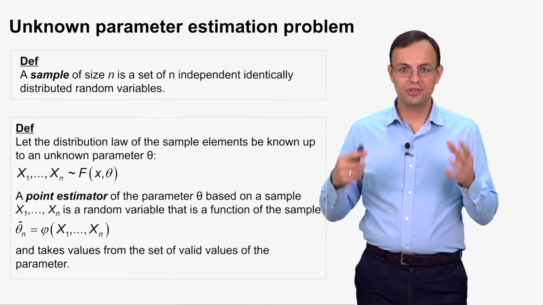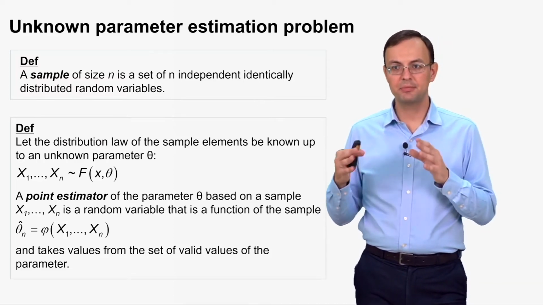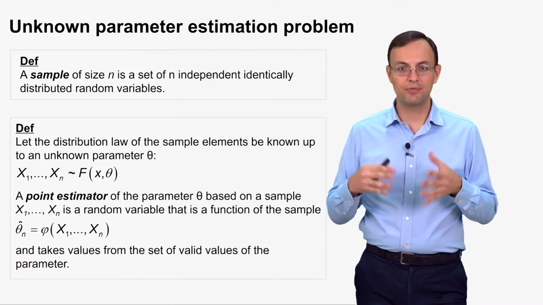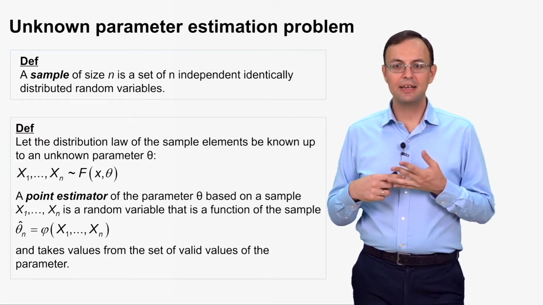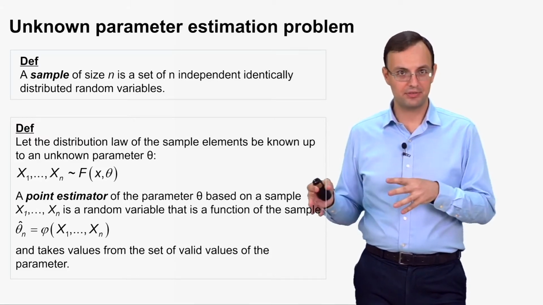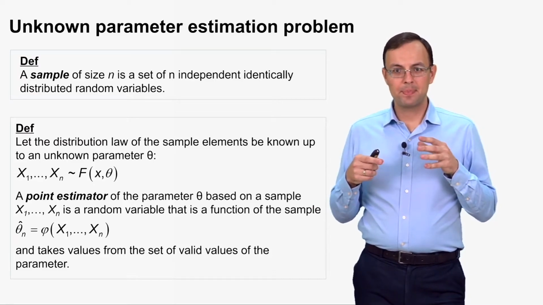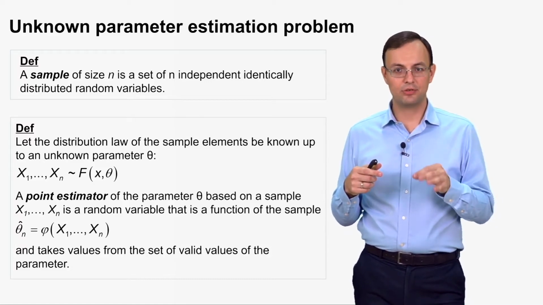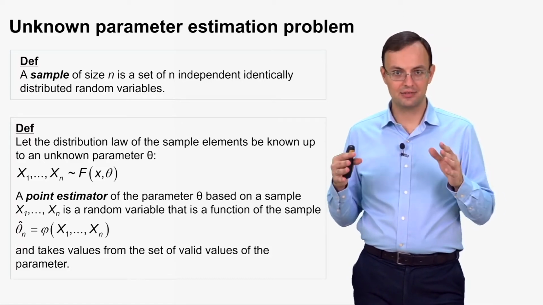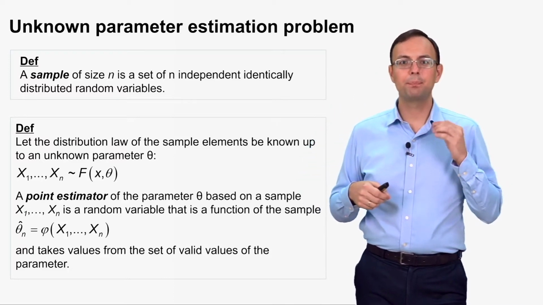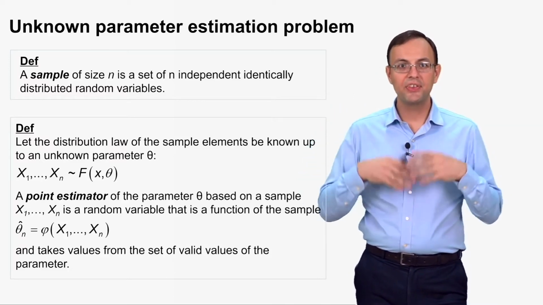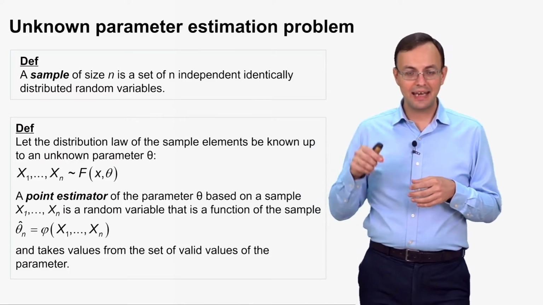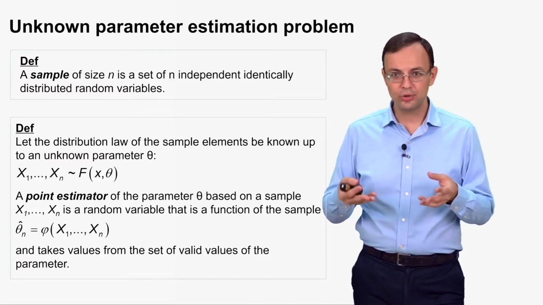And so, in such a situation, a point estimator of the parameter theta based on a sample x1, ..., xn is a random variable that is a function of the sample and takes values from the set of valid values of the parameter. The standard conventional way to denote an estimator in statistics is a hat over the letter. So if the parameter itself is theta, then theta hat is an estimator of this parameter. And index n is sometimes used to show the sample size.